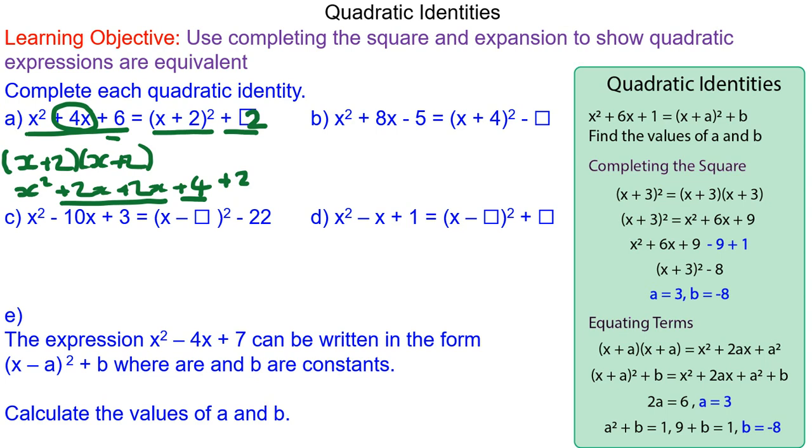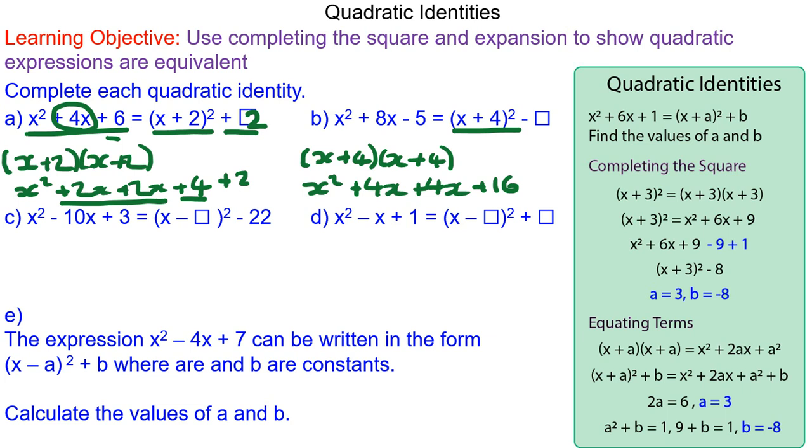For question B, we will expand out x plus 4 squared. So we have x plus 4 times x plus 4, which gives you x squared plus 4x plus 4x plus 16. Now, from a positive 16, we have to get to negative 5. So, we will take away the 16 to get to 0, and take away 5 more to get to negative 5, so it is minus 21.